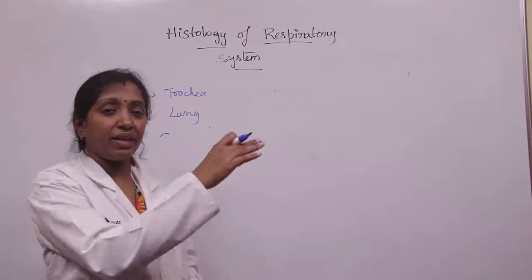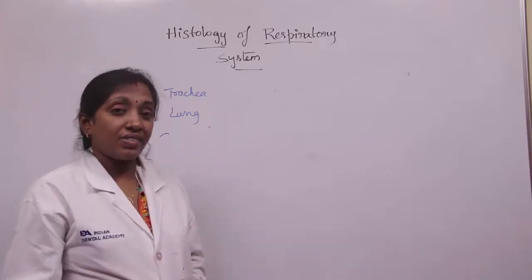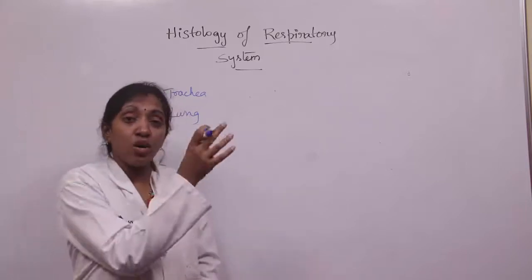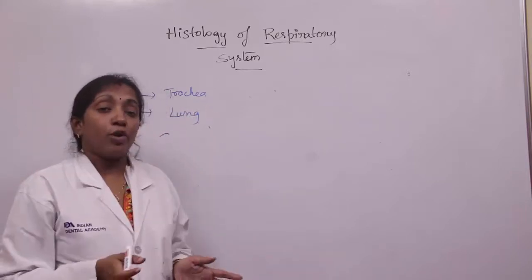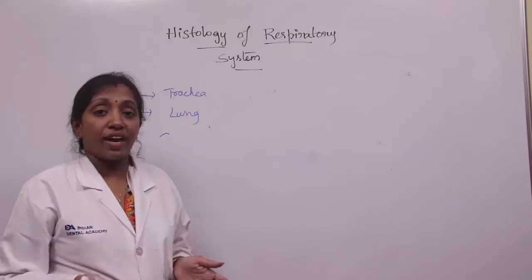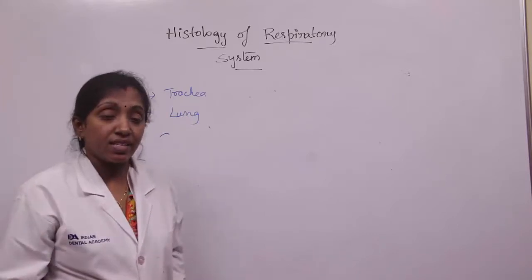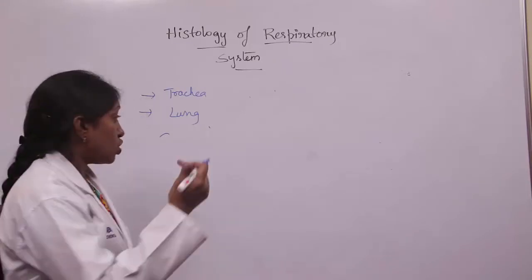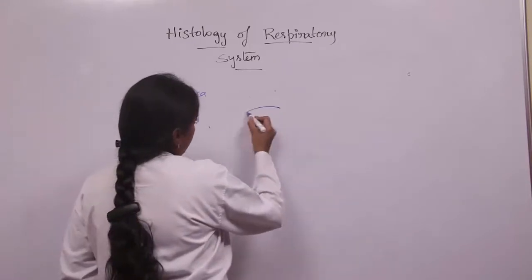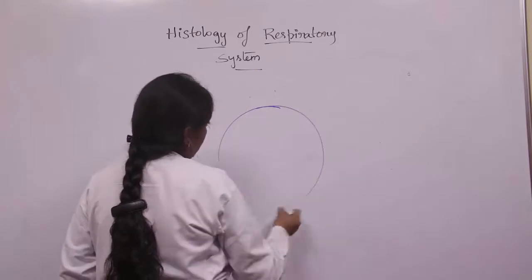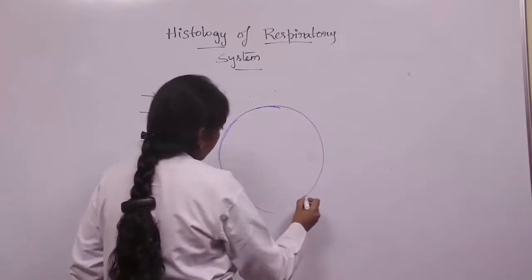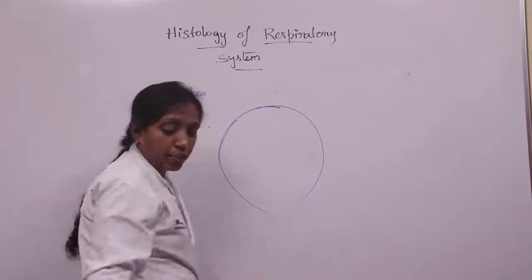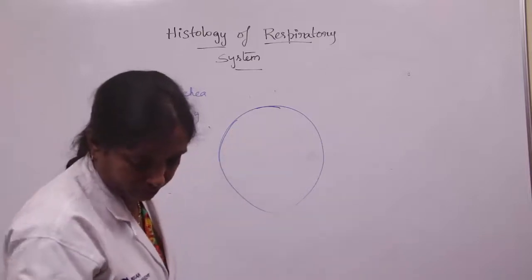So the epithelium completely decreases in size, and the cartilage also decreases when the principal bronchi start dividing, and the smooth muscle increases. So cartilage decreases and the smooth muscle increases. So when we take the slide, a bronchi structure is seen. For any bronchi structure we can take.